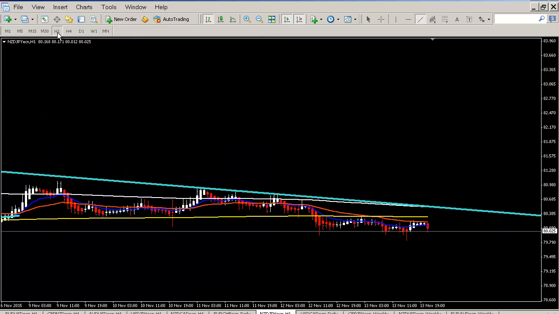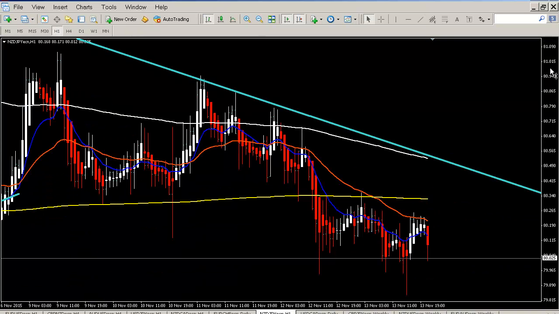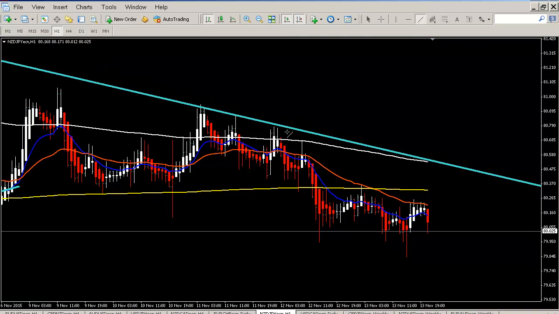So let me check the 1 hourly chart. I haven't traded this for a while. Okay, you got a 1 hourly setup already, and there was one in the making just before the markets closed on Friday.